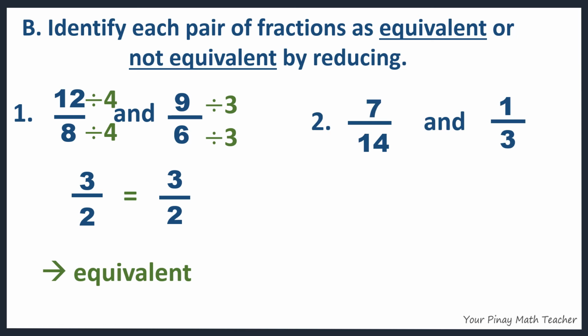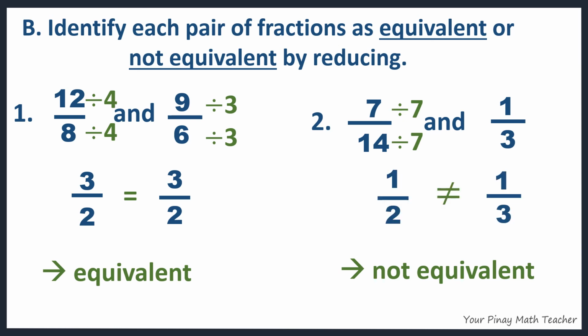Number 2, 7/14 and 1/3? The answer is not equivalent because 7 and 14 can be divided by 7, and the reduced form is 1/2, which is not equal to 1/3.